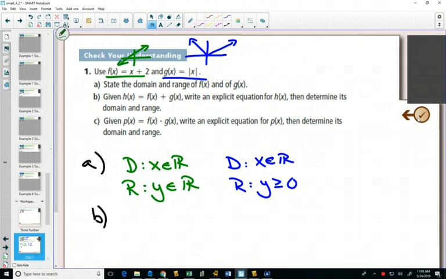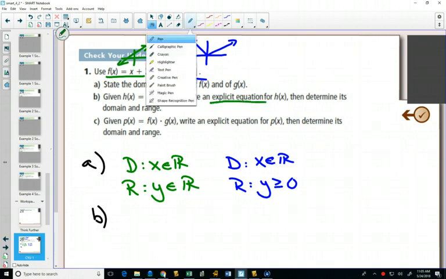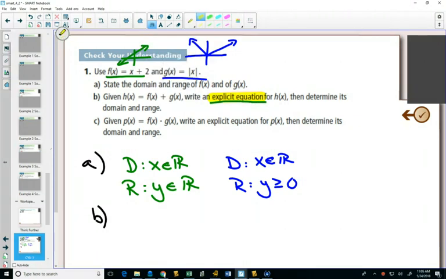Part B introduces some important terminology. It says write an explicit equation. So at this point, if you don't know what an explicit equation is, doesn't matter how good your math skills are, you won't be able to answer this question. So one of the things that's important in any subject area is learning the language and understanding what different terms mean. In this case, what is an explicit equation? An explicit equation is an equation that is just in terms of x.